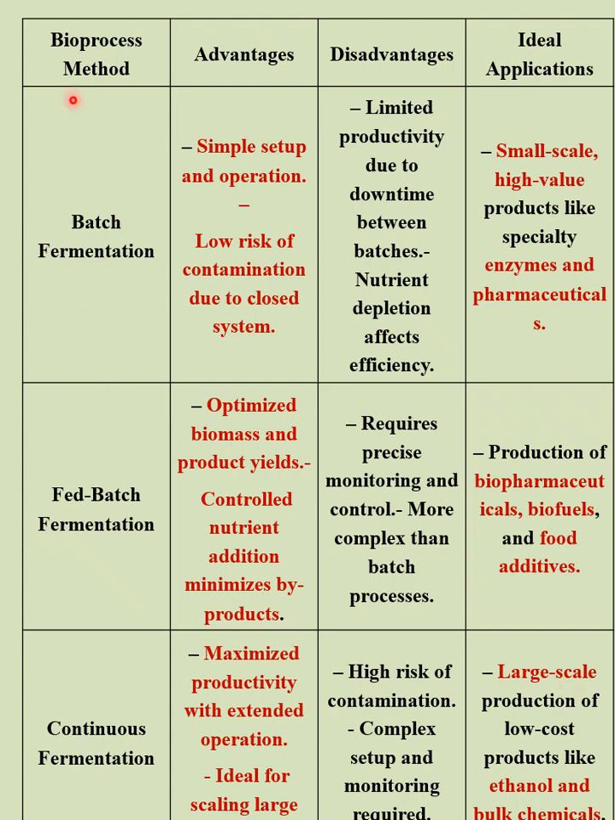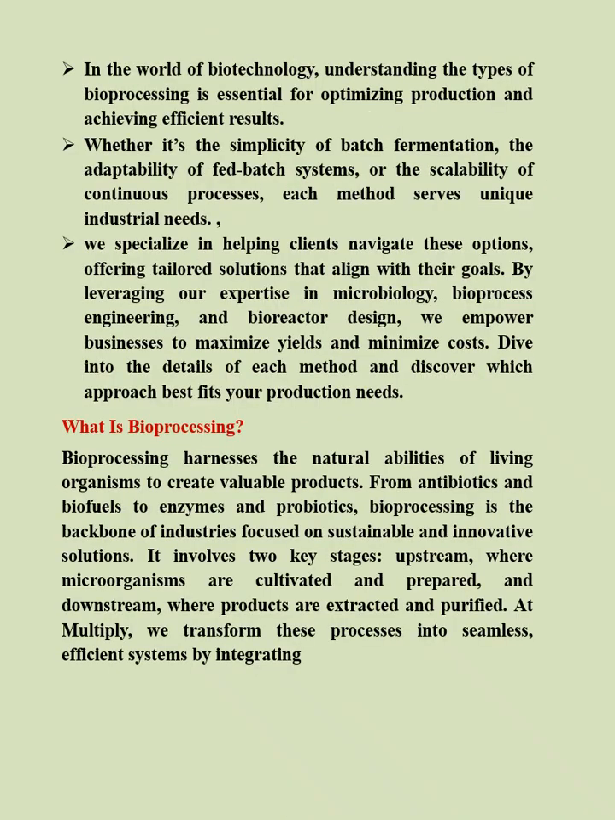In this way, you can compare these three types of the bioprocess method: batch fermentation, fed batch fermentation, and continuous fermentation, and their advantages, disadvantages, and their ideal application. And then I think you can have an idea about what is meant by the bioprocess, what is meant by the bioprocessing technology, and what type of bioprocessor design can be used. But it depends on how we select the best method for industrial scale production.